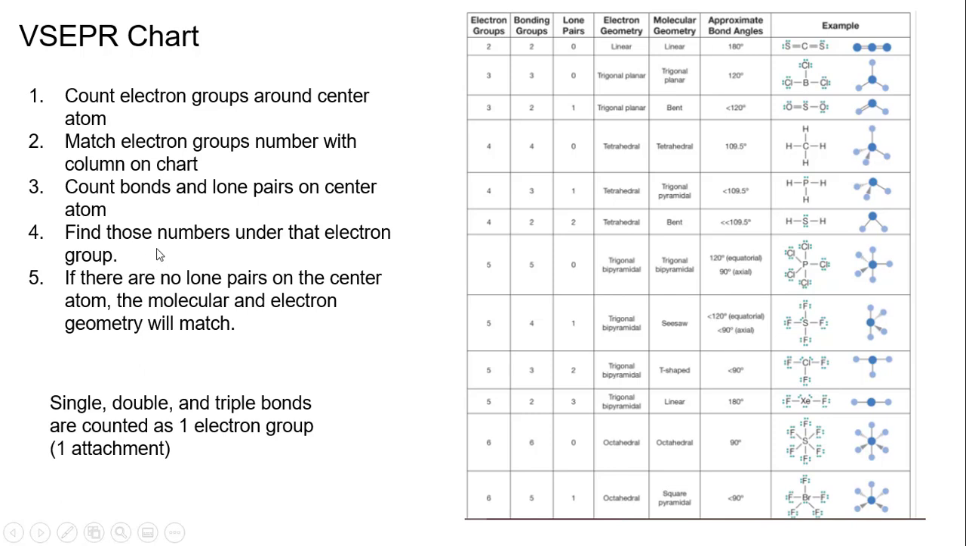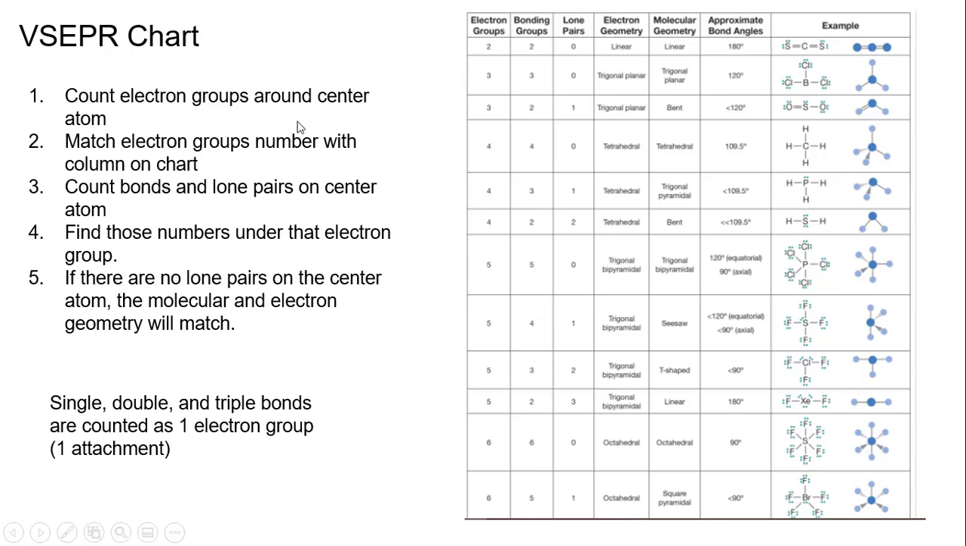This is the chart that I use, and I'm going to show you how to use this. See the fancy word electron groups? This is what I was setting you up for. So we have electron groups, bonding groups. Now it doesn't matter if it's a single, double, or triple bond, it's always counted as one. Lone pairs, electron geometry, molecular geometry, approximate bond angles, and then some examples. So this is how you use this.